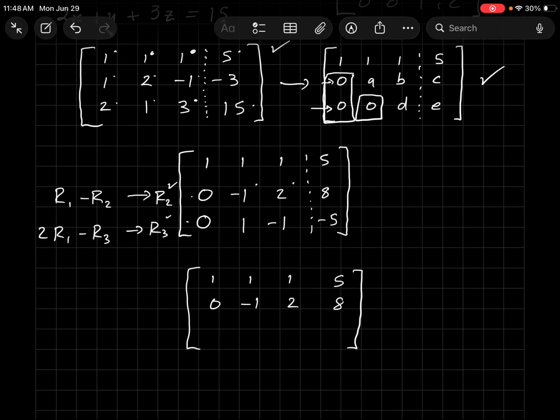So how am I going to do this? Well, I have to look. You have to do a little bit of reasoning. But it looks like if I do row 2 plus row 3 and make that my new row 3, I will get what I want up here. So let's see if this works. If I do row 2 plus row 3, 0 plus 0 gives me 0. The negative 1 plus 1 gives me 0. 2 plus negative 1 gives me 1. And then 8 plus negative 5 gives me 3. Do you see why this works or how this helps me?